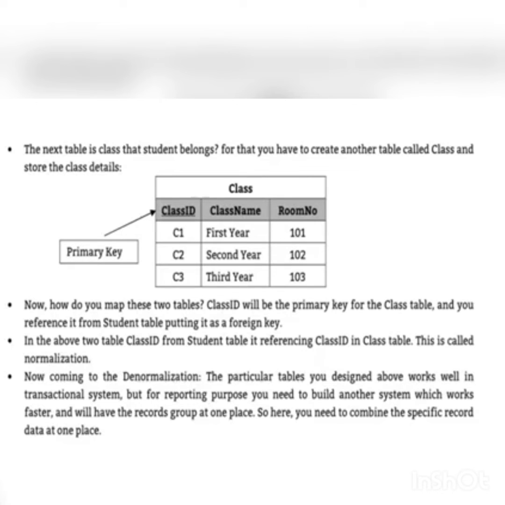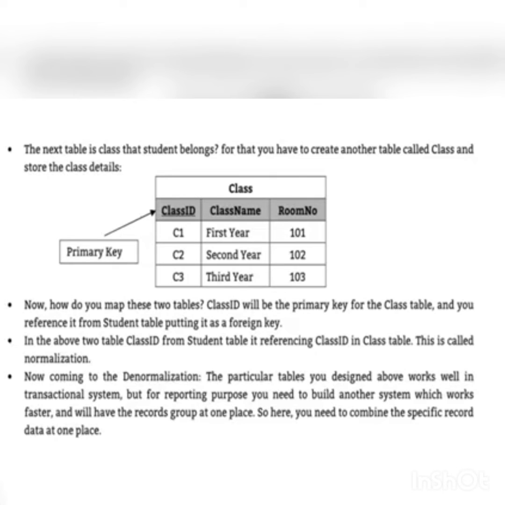In the previous table class ID is the foreign key. Here in this table class ID is the primary key. Now how do you map these two tables? Class ID will be the primary key for the class table and you reference it from the student table, putting it as a foreign key. In the above two tables, class ID from the student table is referring to class ID in the class table. This is also called normalization.